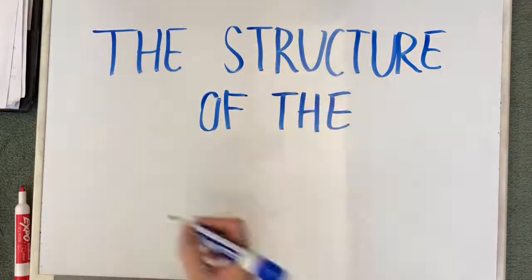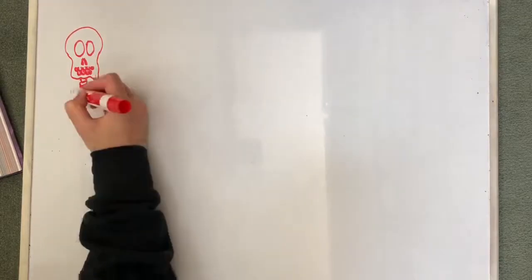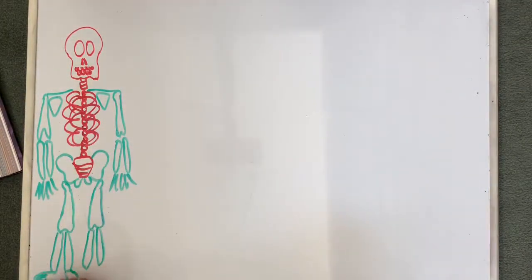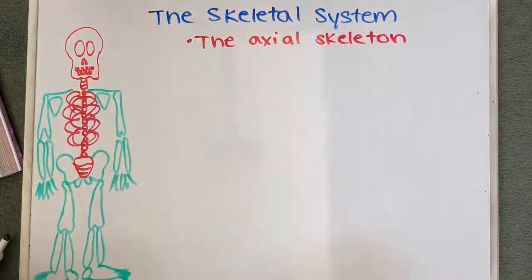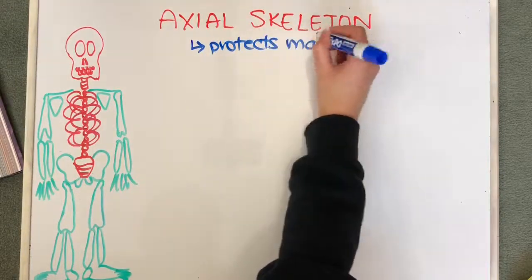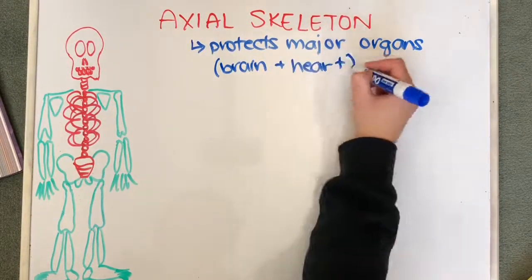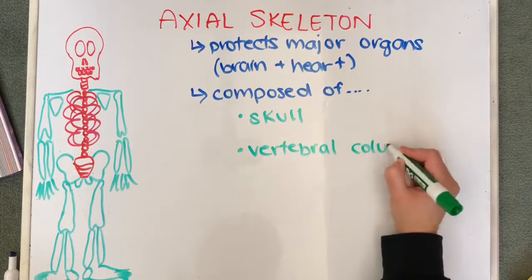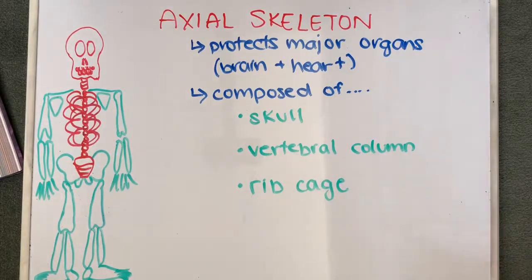The structure of the skeleton. The skeletal system is divided into 2 main parts, the axial skeleton and the appendicular skeleton. The axial skeleton is mainly composed of the skull, the vertebral column, and the rib cage. They form the axis of the body and protect major organs.